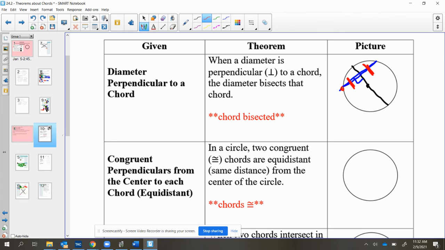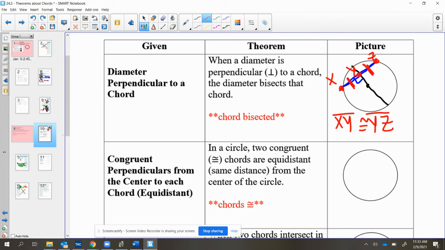Okay, so if we call this x, y, z, we know that XY is congruent to YZ. Okay, and that's all because they're perpendicular.